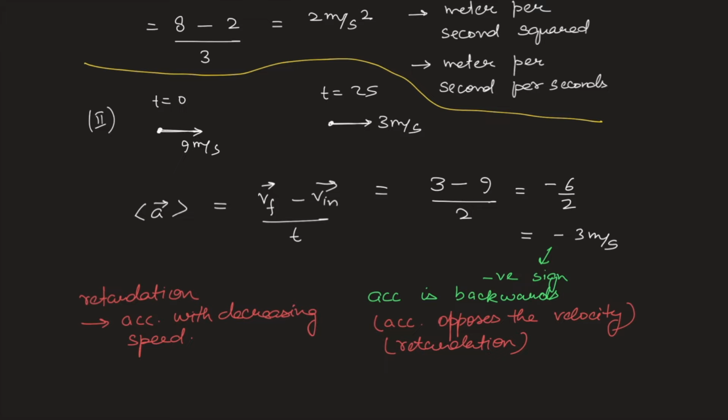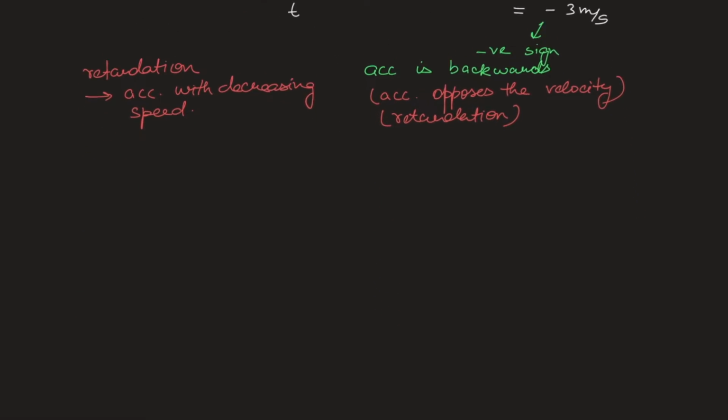There is also a third type of acceleration. Let me clear the page for this. There is also a third type of acceleration. Let's say the particle at t equals to 0 was moving with 2 meter per second.